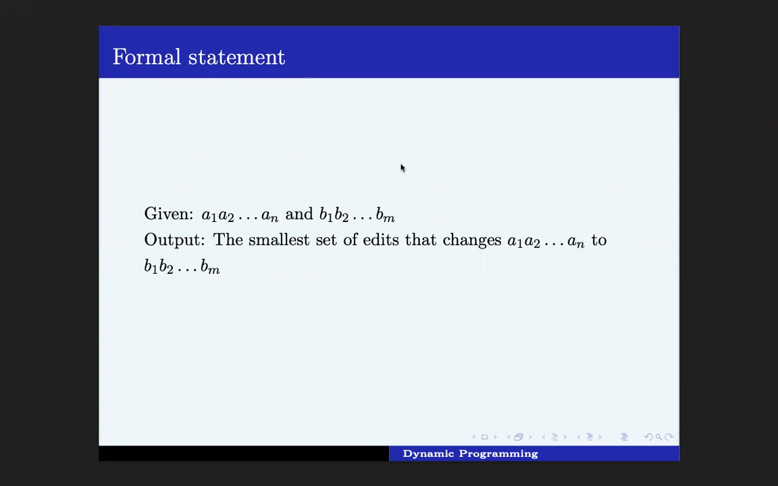So the greedy approach is exactly what you guys are saying. Find the longest common subsequence, and that's it. That should do it. But that is not the case. Okay, let me try to give you an example of this.